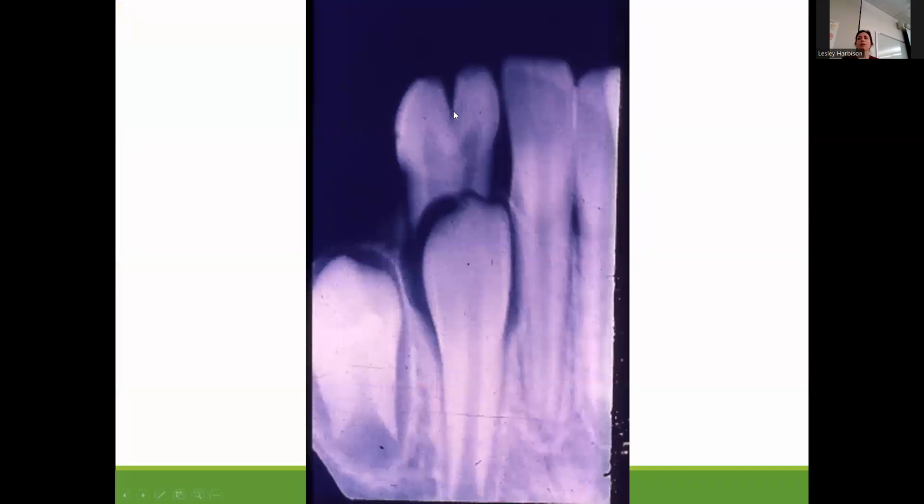Here's another x-ray where you can see one tooth tried to kind of split in half there. It's a baby tooth. Maybe this is more common in baby teeth, because they're showing it more often in baby teeth.